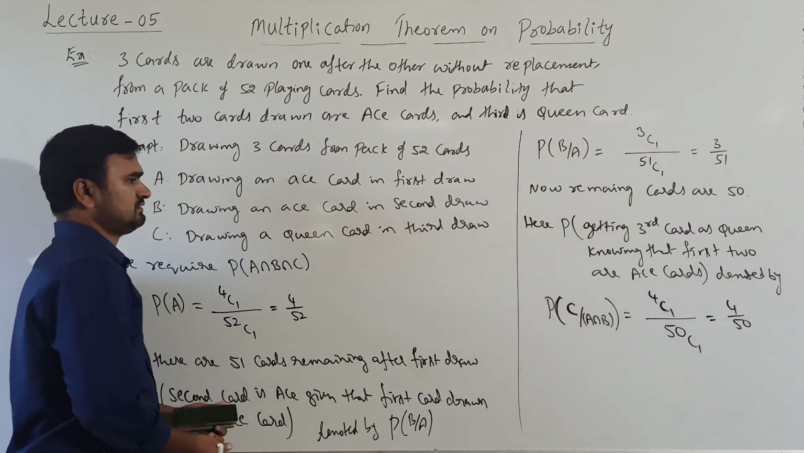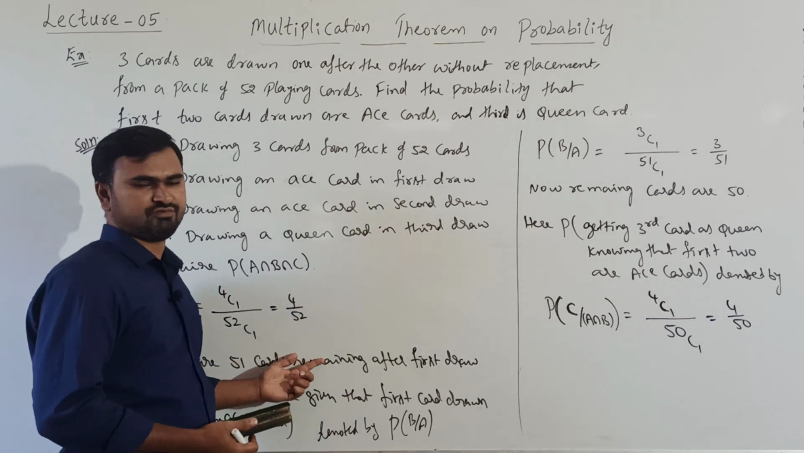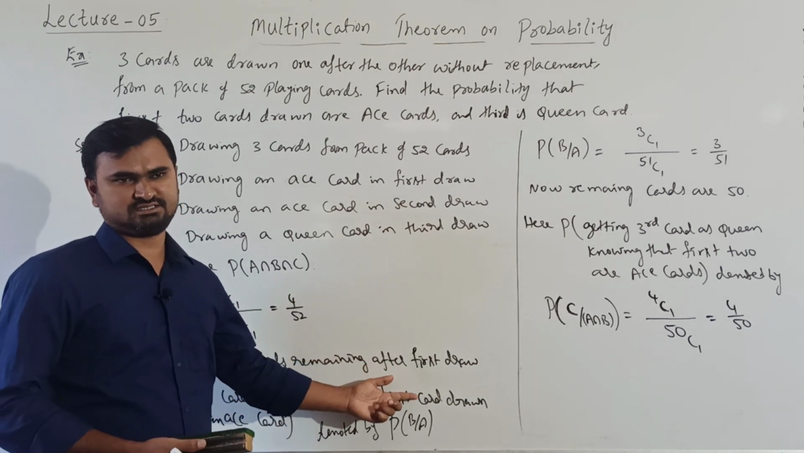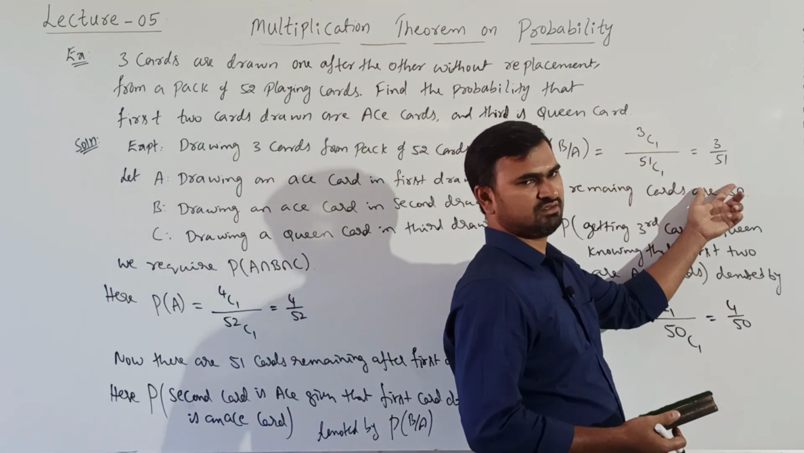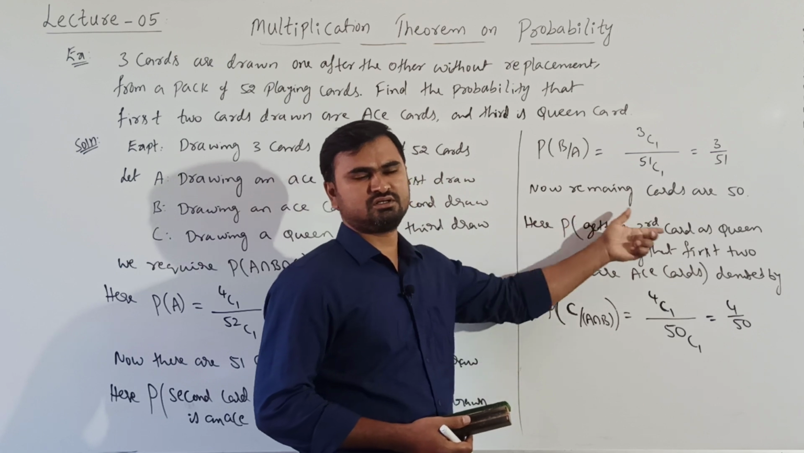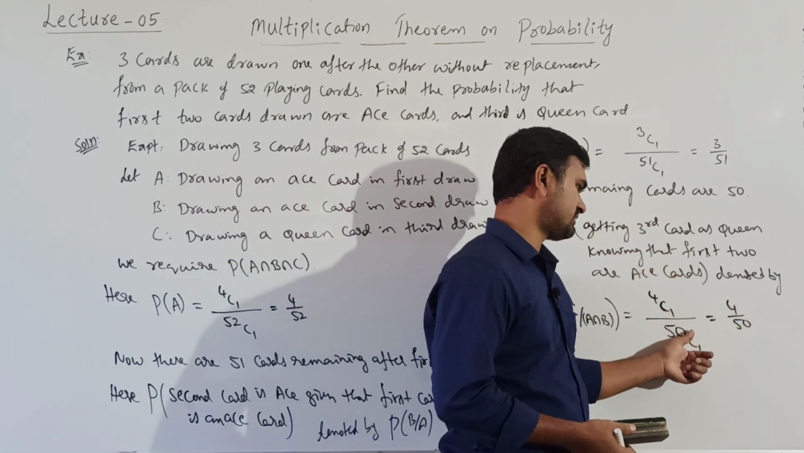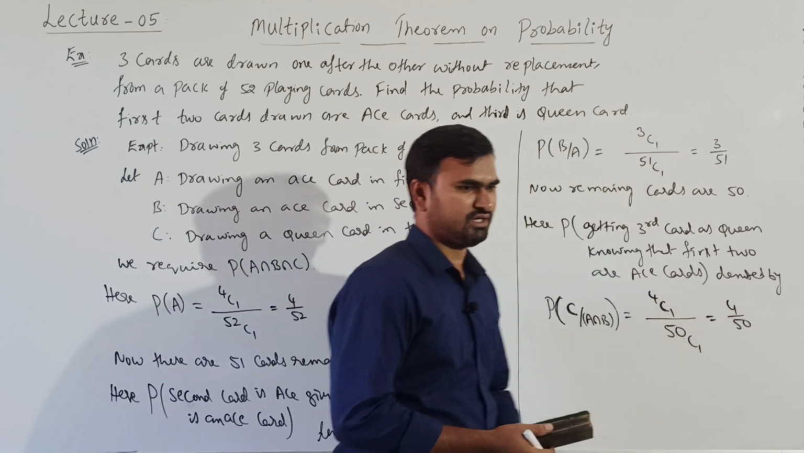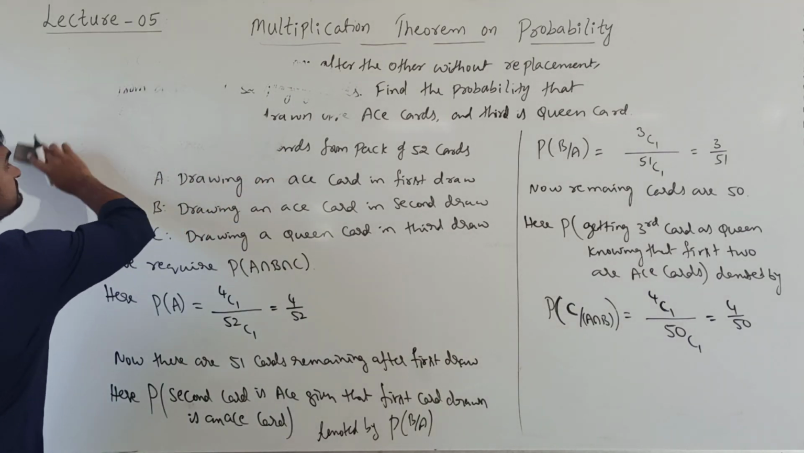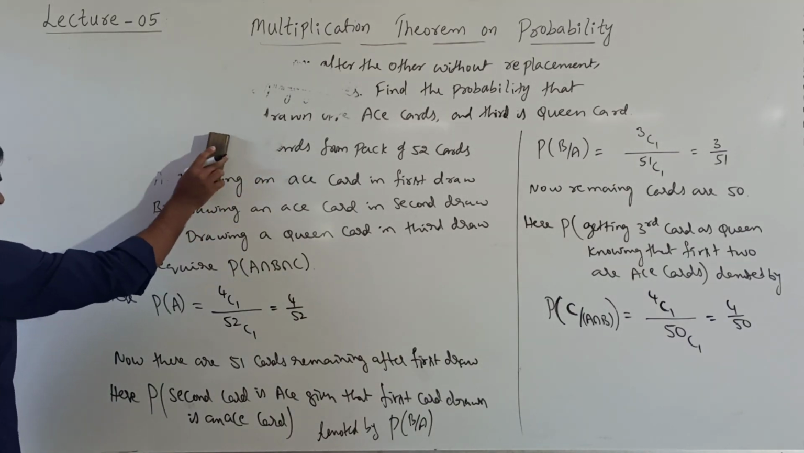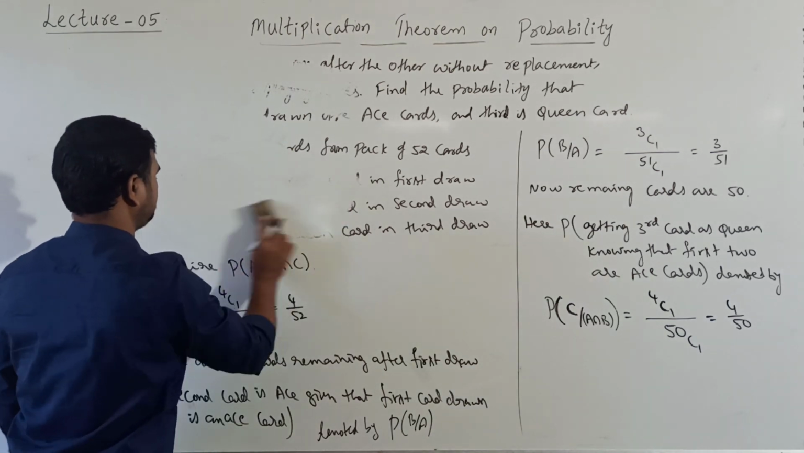Okay. So the first card is ace, which has probability 4 by 52. Second card is ace, knowing that the first one is ace, probability is 3 by 51. Next, probability of the third card being queen, knowing that the first two are ace, is 4 by 50. Okay. So now what do we require? Note down. We require the probability of A intersection B intersection C.